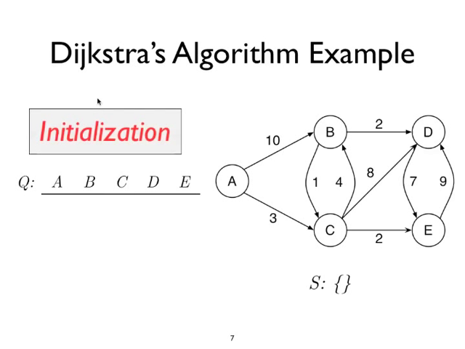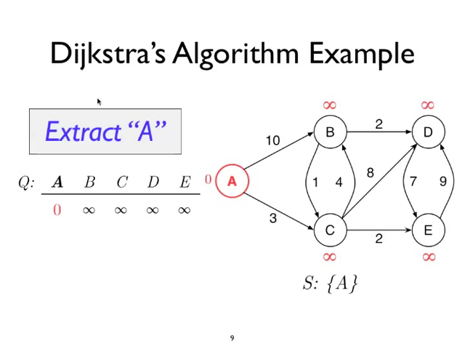We have our graph from before, and first we're going to enter into the initialization process. We give A, the start node, the value 0, and all the other nodes the value infinity. We're going to extract A from the priority queue and add it to our already processed set S. Next, we're going to relax the edges of A and see if we cannot find shorter paths for the nodes that are connected to A.